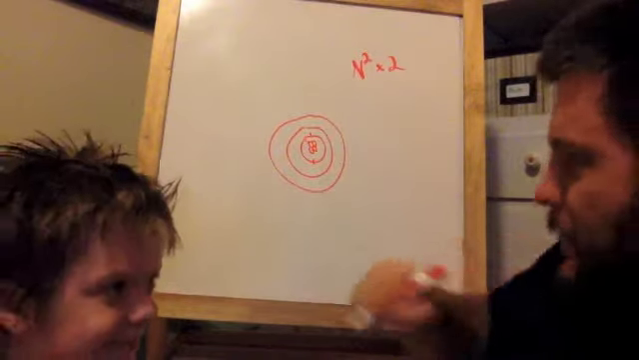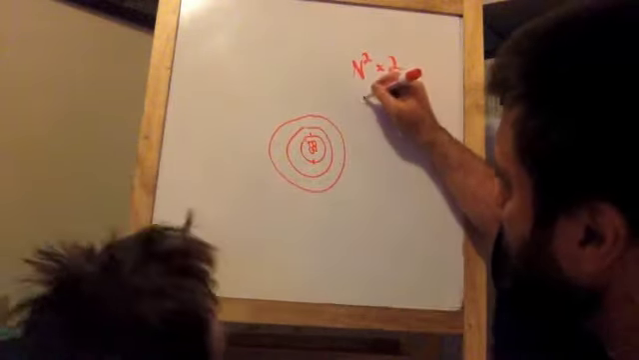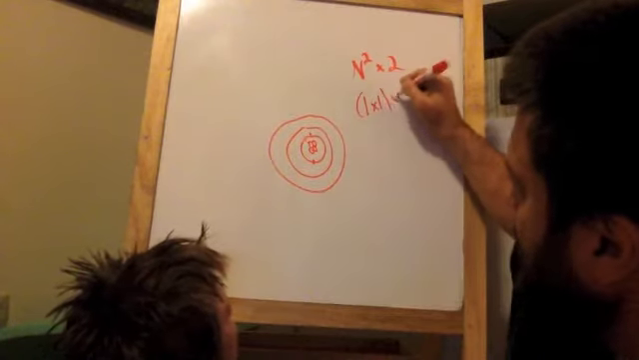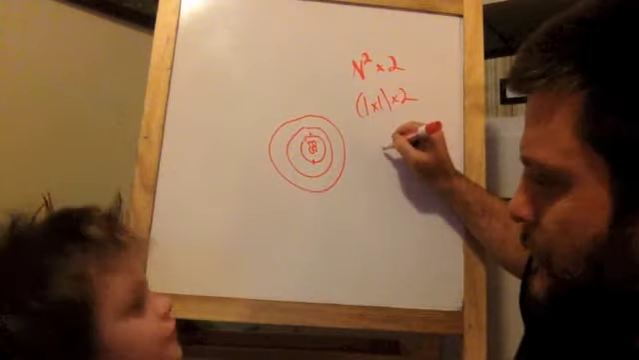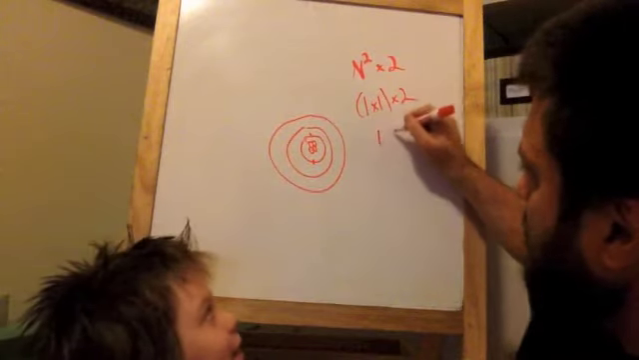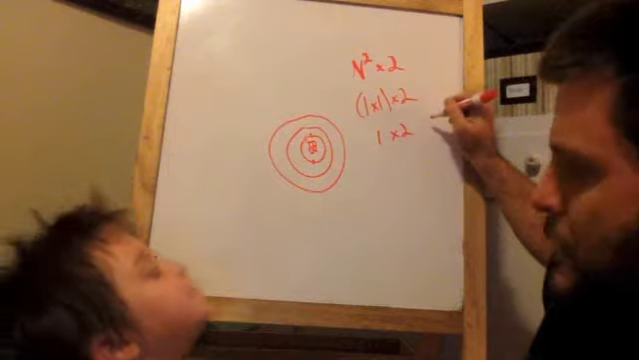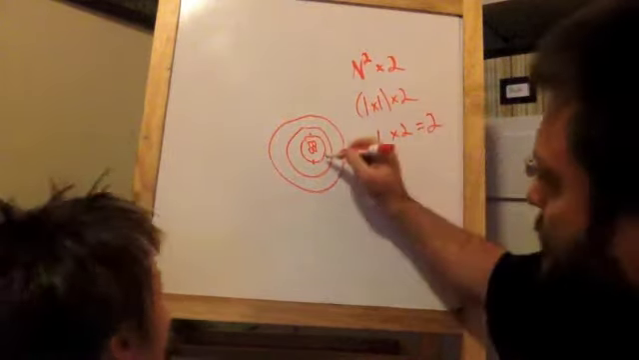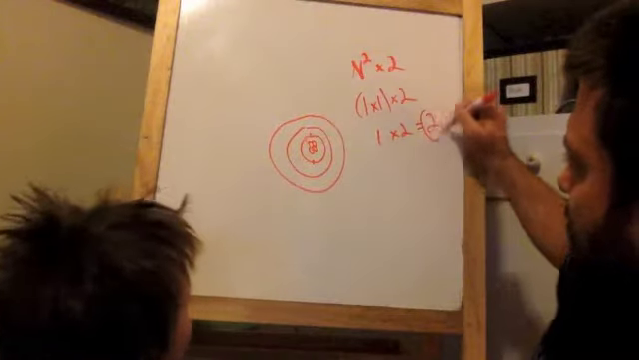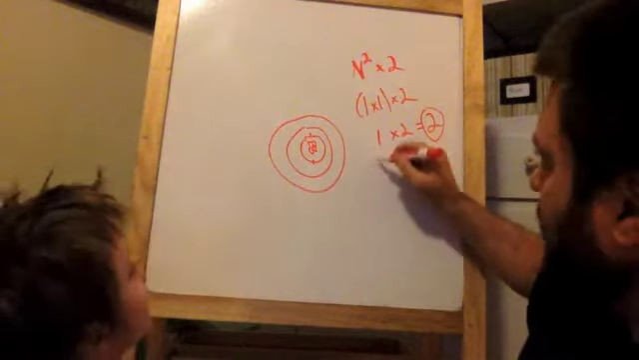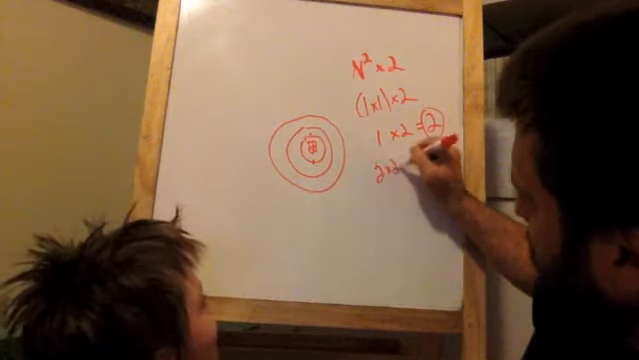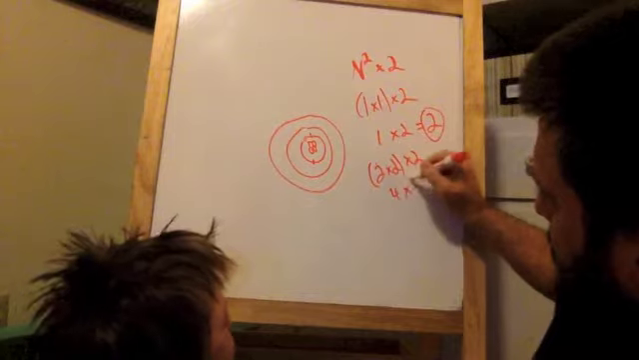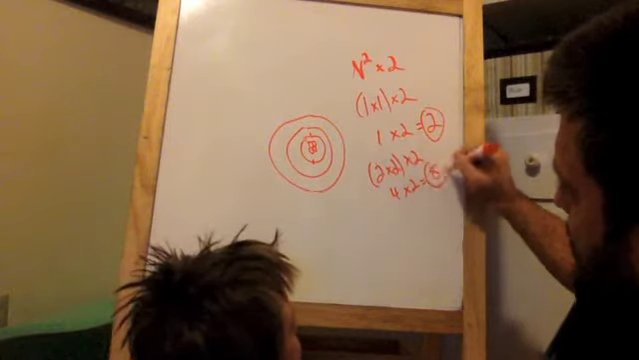Let's do a couple of quick calculations here. If we do shell 1, that is 1 times 1, because that's what squared means, times 2. So what's 1 times 1? 1 times 2. It's 2. That's right. So the first shell can hold 2 electrons. So let's do the second one. That would be 2 times 2, 4, and then times 2 again, 8. So the second can hold 8.